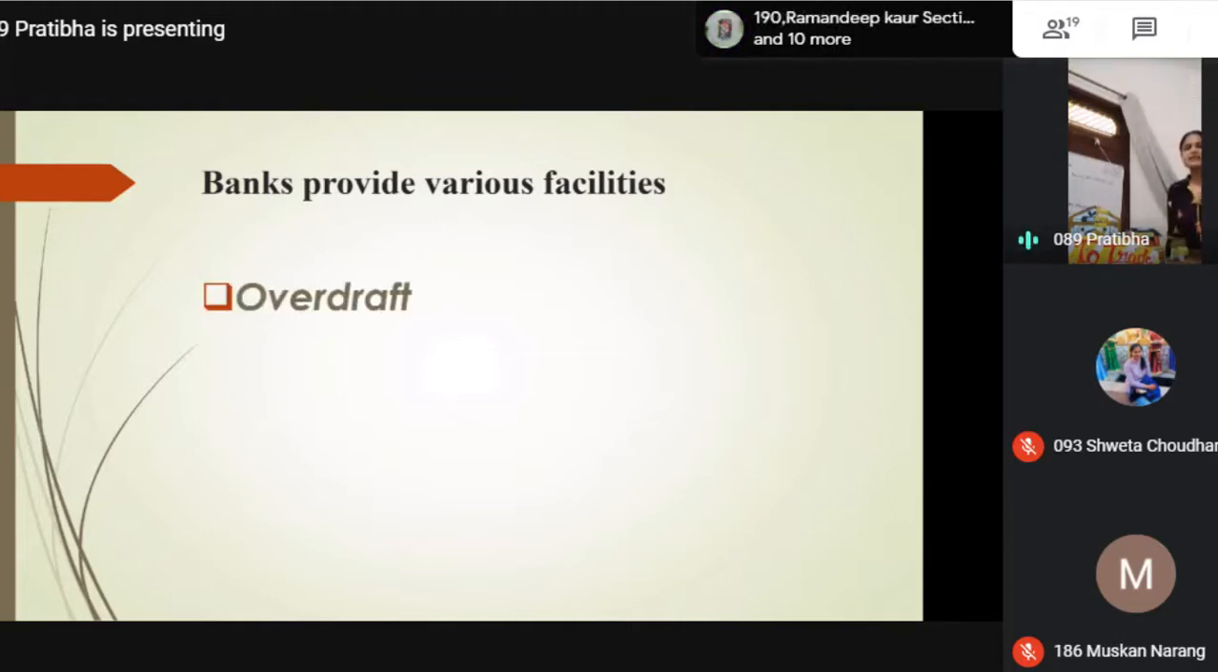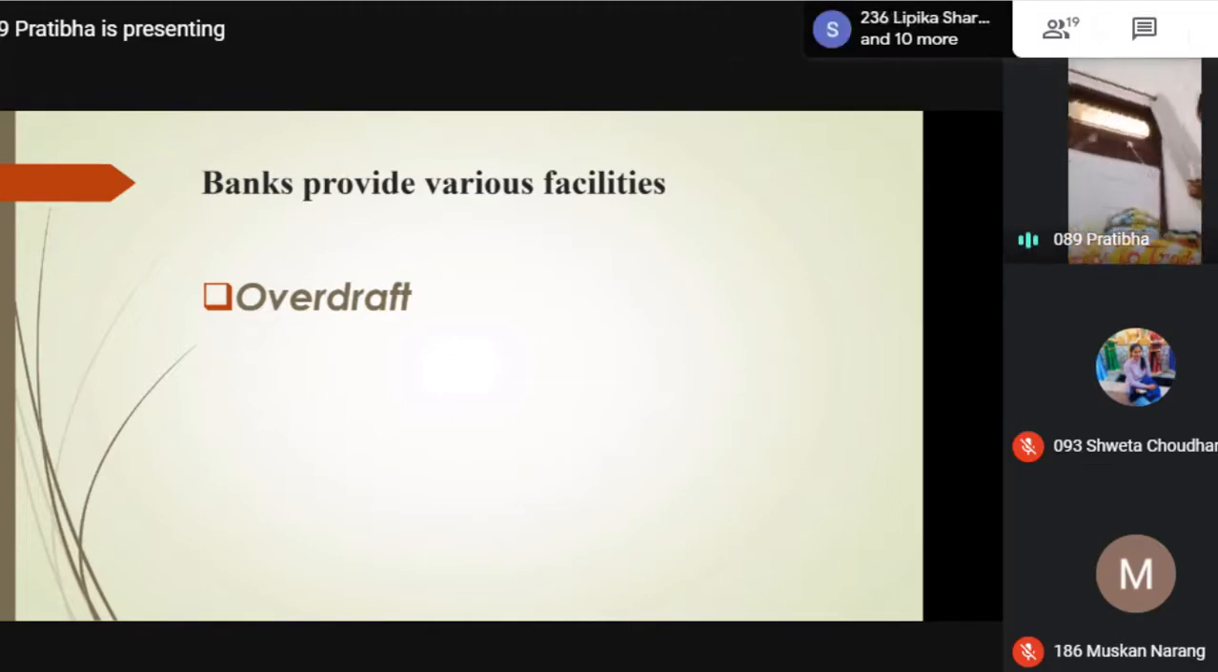The first facility is the overdraft facility for traders and businessmen. This facility is provided to those persons who have a current account in the bank. In this facility, the persons can withdraw more money than they have deposited in their current account. I am giving you one example of it.